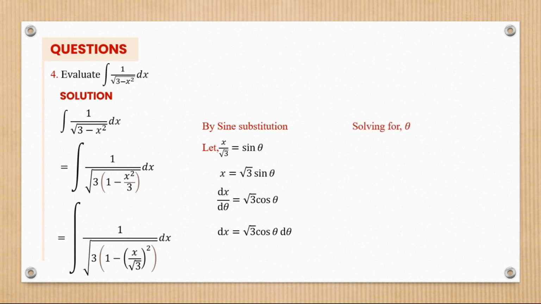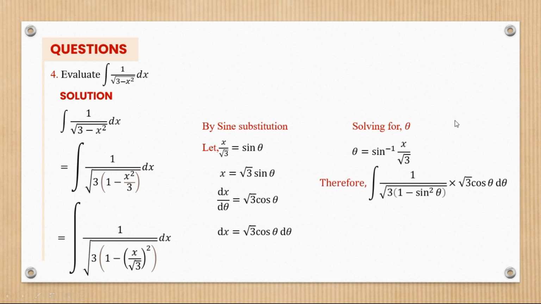And then if we solve for theta, that means we're going to solve it from here. So if we make theta the subject, theta shall be equal to sine inverse of x over root of 3. So now that means this is what we end up having: 1 over 3 into 1 minus sine squared theta times root of 3 cos theta d theta. Now the square root of cos squared theta is going to be equal to cos theta.